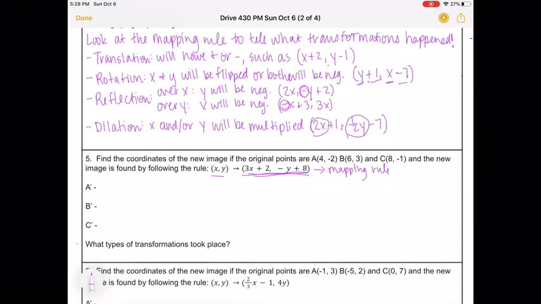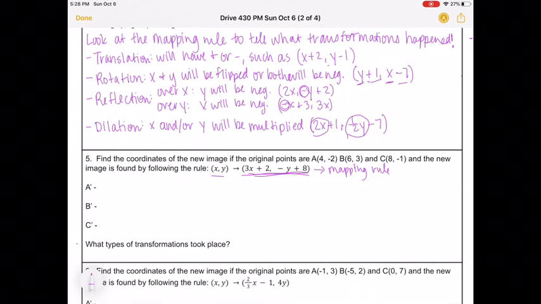All right, so now we're going to look at how we use that down here. Find the coordinates of the new image if the original points are A (4, -2), B (6, 3), and C (8, -1). And the new image is found by following the rule (x, y) transformed to (3x + 2, -y + 8). So that's our mapping rule, remember.